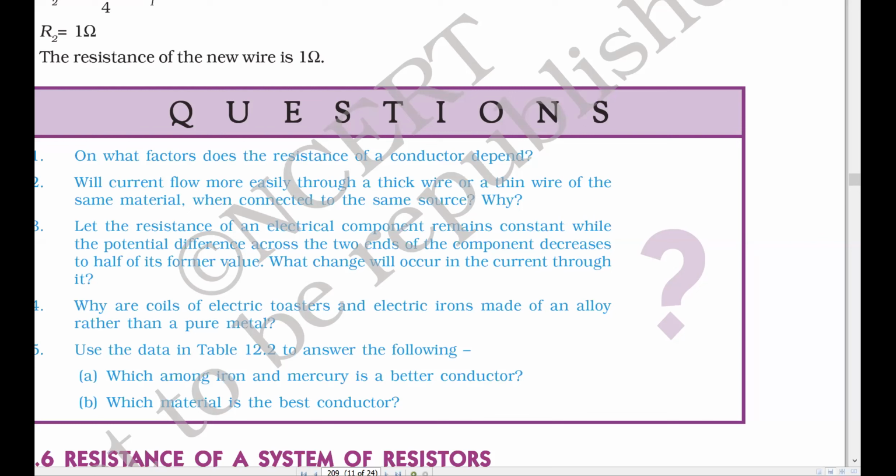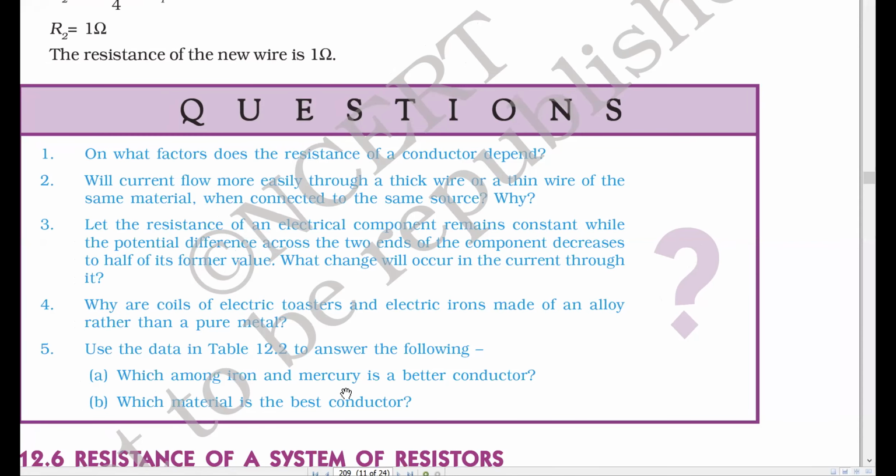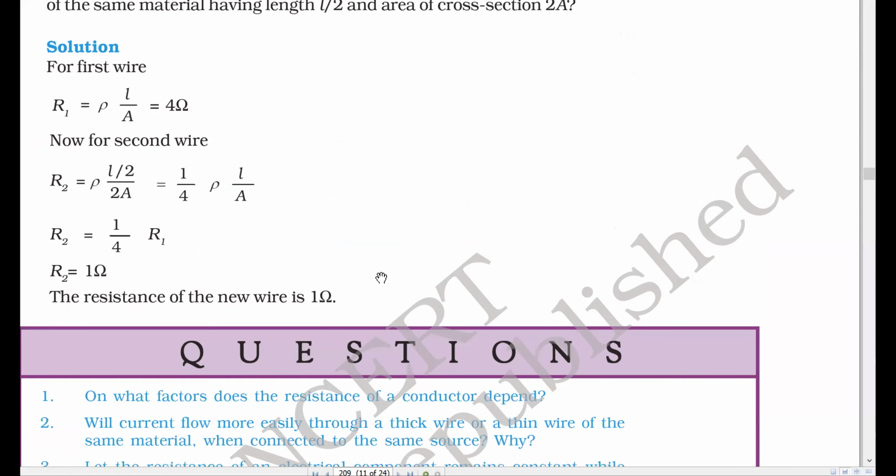Okay, then which material is the best conductor? Two people raised. Silver. Okay, Kavin said silver already. Yes, silver. So it's silver. Okay. Now, one numerical was left actually that day. We can do that numerical also.